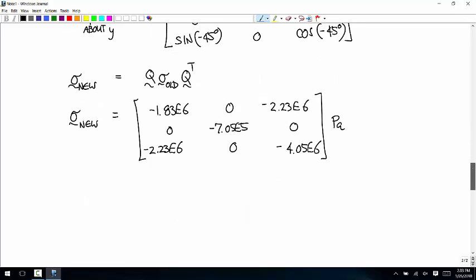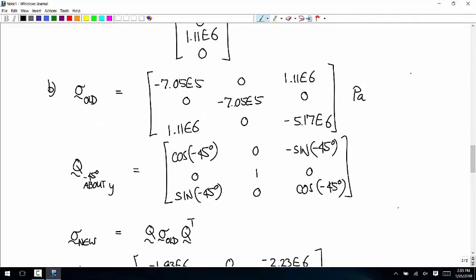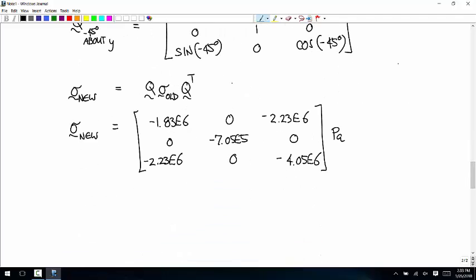And the syntax that I used there is I took this stress tensor and put it in the matrix S, and then for this I went tensor rotation S -45 2, and it gave me that.